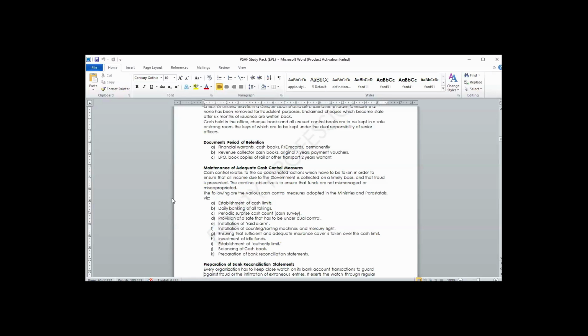We have ensuring that sufficient and adequate insurance covers all the cash limits being put in place. We have investment of the idle fund. If there is excess, such should be invested. We have establishment of authority limits. We have balancing of the cash book on a daily basis. Preparation of the bank statement.